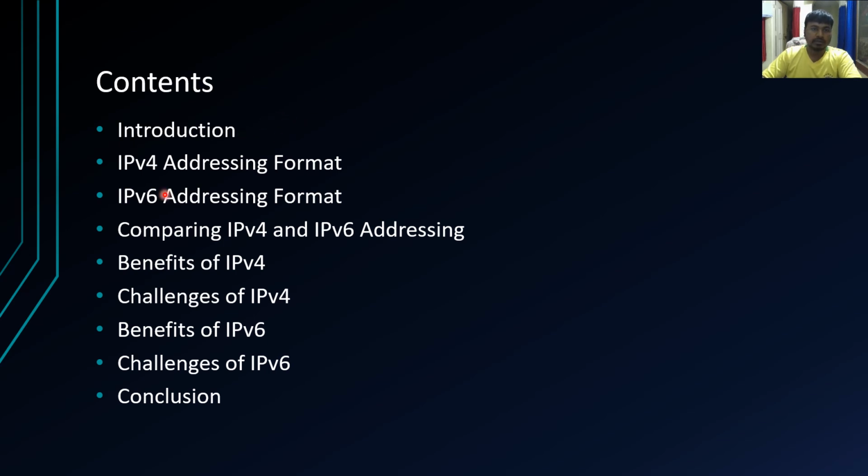First, the introduction, then IPv4 addressing format, IPv6 addressing format, comparing IPv4 and IPv6 addressing, benefits of IPv4, challenges of IPv4, benefits of IPv6, challenges of IPv6, and then lastly, the conclusion.